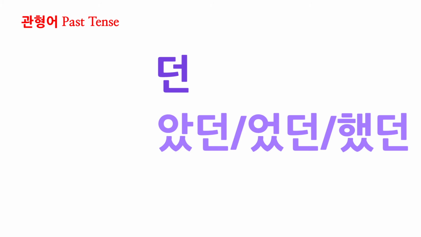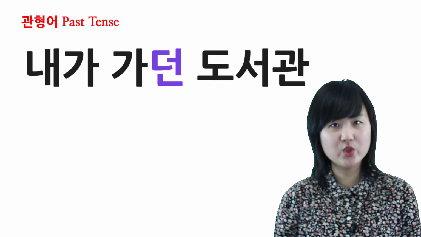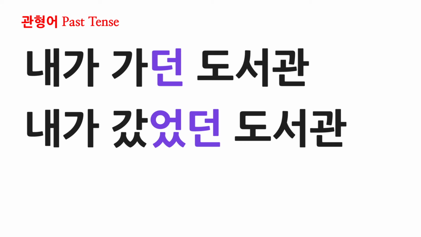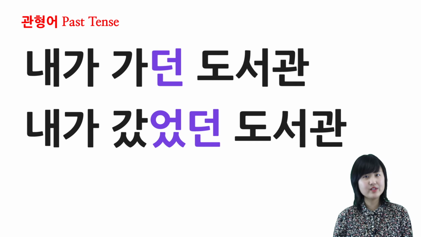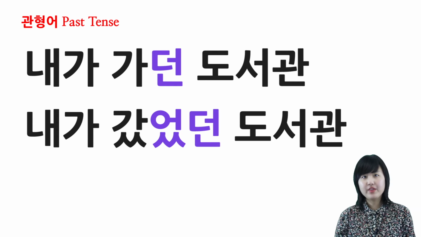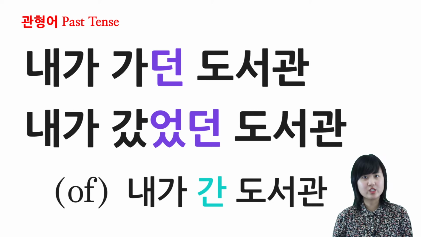Oftentimes, people use 던 or 았던, 었던, 했던 with an action verb instead of a descriptive verb. For example, 내가 가던 도서관 or 내가 갔었던 도서관. If you use 던 or 았던, 었던, 했던 with an action verb, it indicates an experience of the past. Therefore, there's a difference in the meaning of the library that I used to go to and the library I went to. So let's make sure to use each expression correctly.